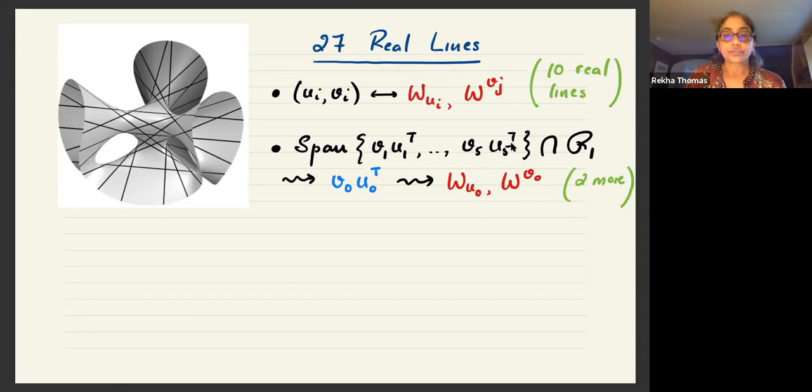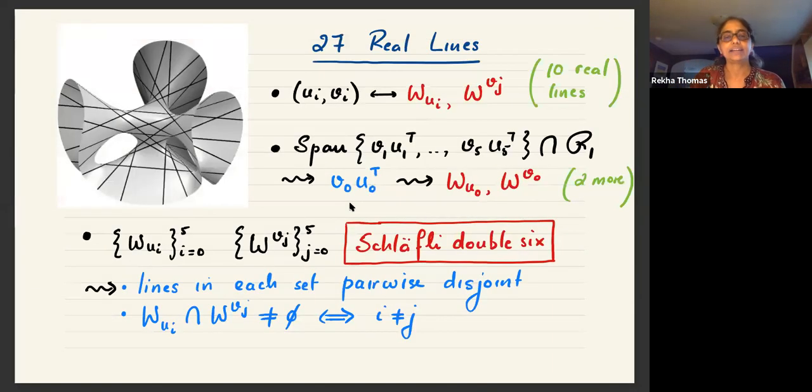Okay, 5 of those points are here. They are V1 U1 transpose up to V5 U5 transpose. But there is a 6th rank 1 matrix, and that's V0 U0 transpose. And that gives you 2 more lines. So you make the walls of U0 and V0. So we get altogether now 12 real lines. Okay, so I will get 6 real lines that are indexed by U's and 6 real lines that are indexed by V's. And the U0, V0 just popped up from the original 5 pairs that we had. Okay, so we have 2 sets of 6 real lines, and they are very special.